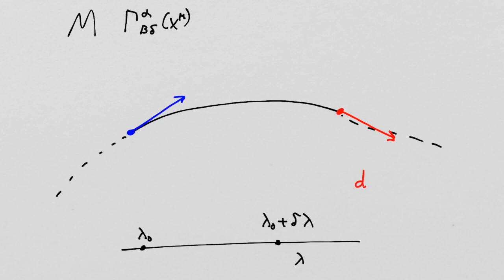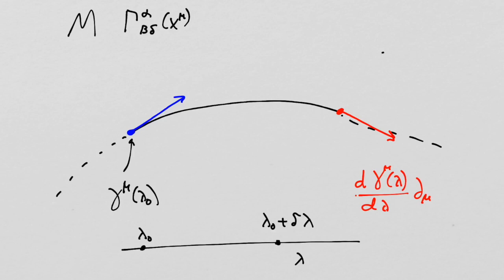It's d gamma^mu of lambda, d lambda, partial mu. We know what that is, so that's easy to calculate because we're given the curve. We're given the curve gamma of lambda. This point will be gamma^mu of lambda 0, and this point will be gamma^mu of lambda 0 plus some little increment delta lambda, and I have that depicted down here.